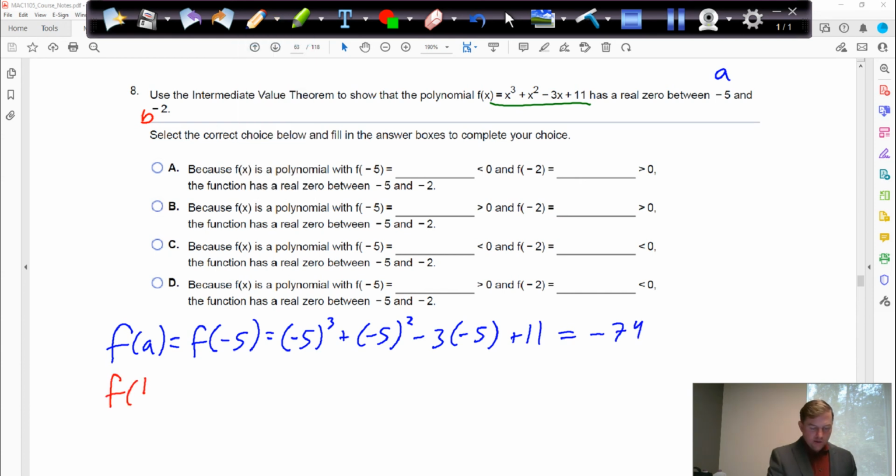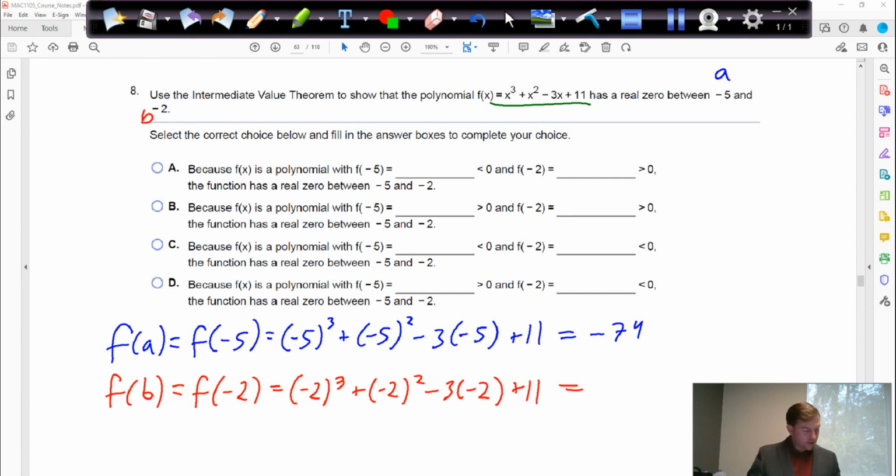Now we try f of b. It's the function when x is negative 2. It's negative 2 to the third plus negative 2 to the second minus 3 times minus 2. That's 11. And if you do this one correctly, you should get positive 13. So notice they have different signs, so that guarantees there will be a 0 between negative 5 and negative 2. Now you just have to get the blanks correct. Negative 74 is less than 0. I believe it's a this time. Negative 74 is less than 0. And f of negative 2 was 13, which is greater than 0. And therefore, there will be a real 0 between those two numbers.